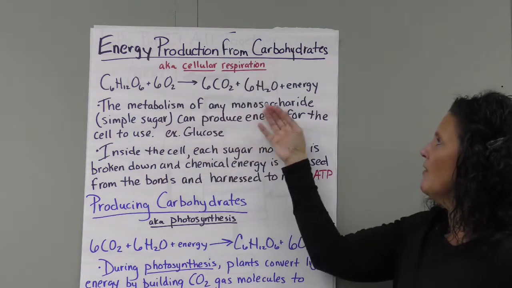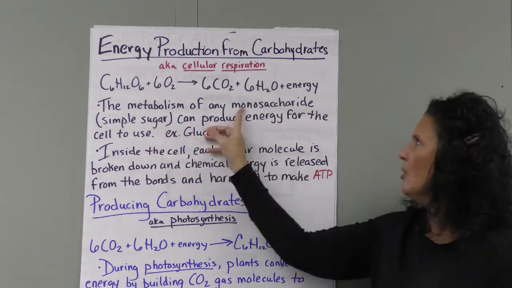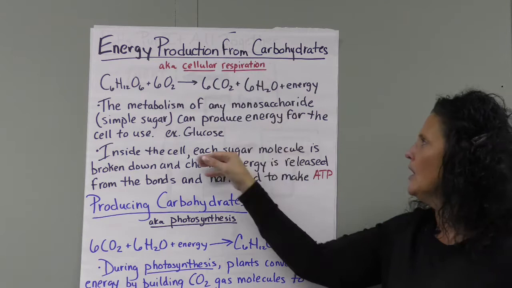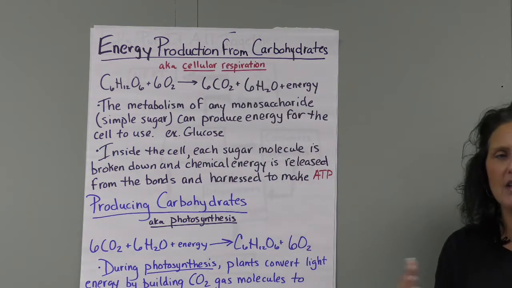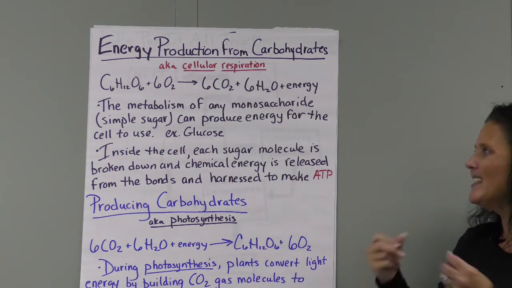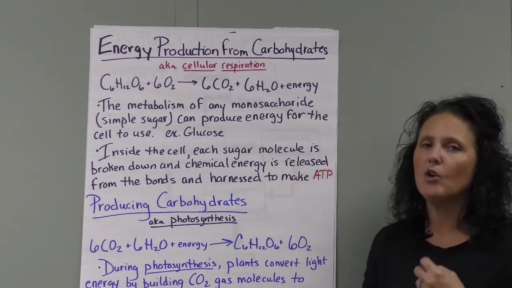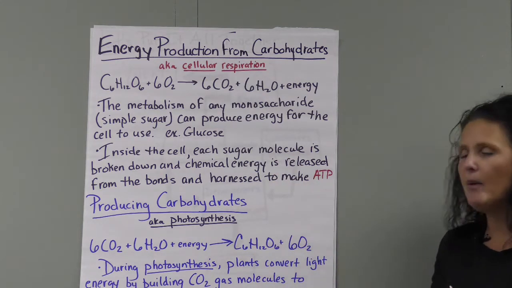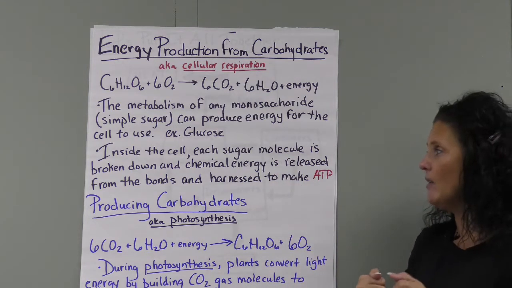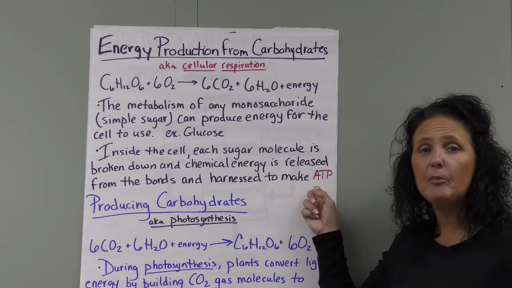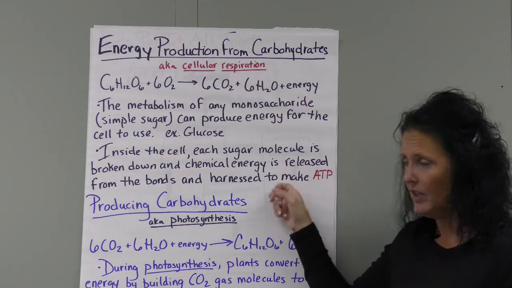The metabolism of a monosaccharide, that's a simple sugar, mono means one, saccharide means sugar, can produce energy for the cell to use. That's our glucose we talked about. Inside the cell, that sugar molecule is going to break down, and that chemical energy is going to be released from those covalent bonds, and we're going to make that ATP, that cellular energy that you need.